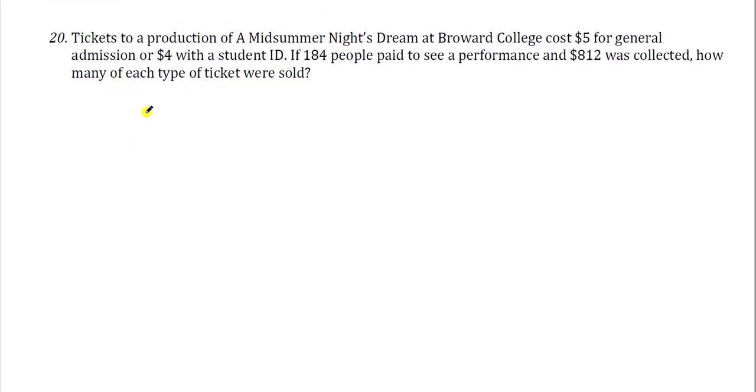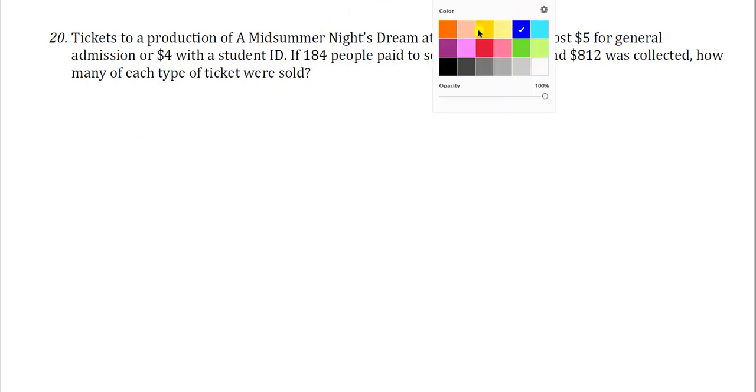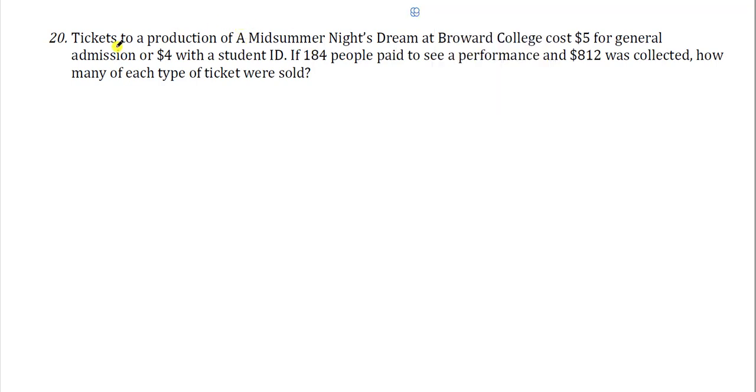Okay, we have a word problem for the next problem here. Let's change back to the white one. The tickets to a production of A Midsummer Night's Dream at the college cost $5 for general admission and $4 with a student ID. If 184 people pay to see a performance and $812 was collected, how many of each type of ticket was sold?